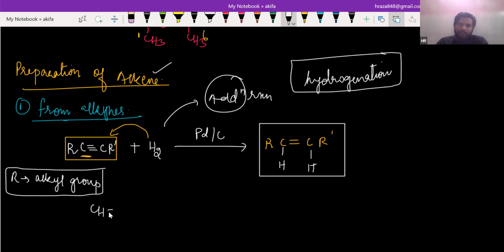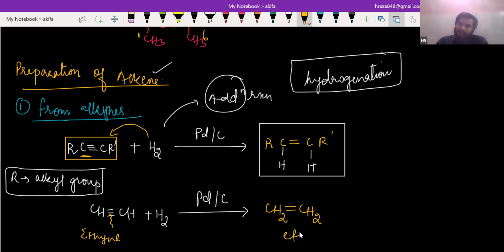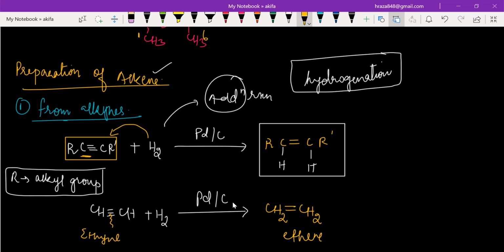If you are going for CH triple bond CH and you add H2 in the presence of palladium on carbon, a bond will break and it will be CH double bond CH, and hydrogen will be added on both carbons in equal amount. One hydrogen will be attached to this and one to this, so it will be CH2 and CH2. So this is basically ethyne and this is ethene. Is this clear? Yes. Okay, just write it.